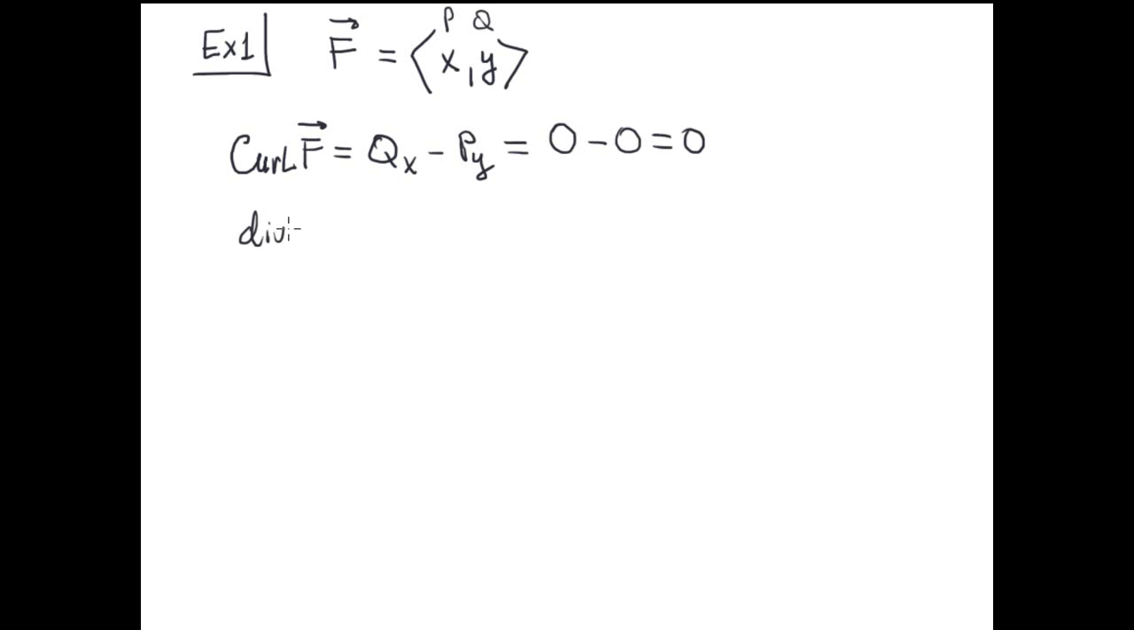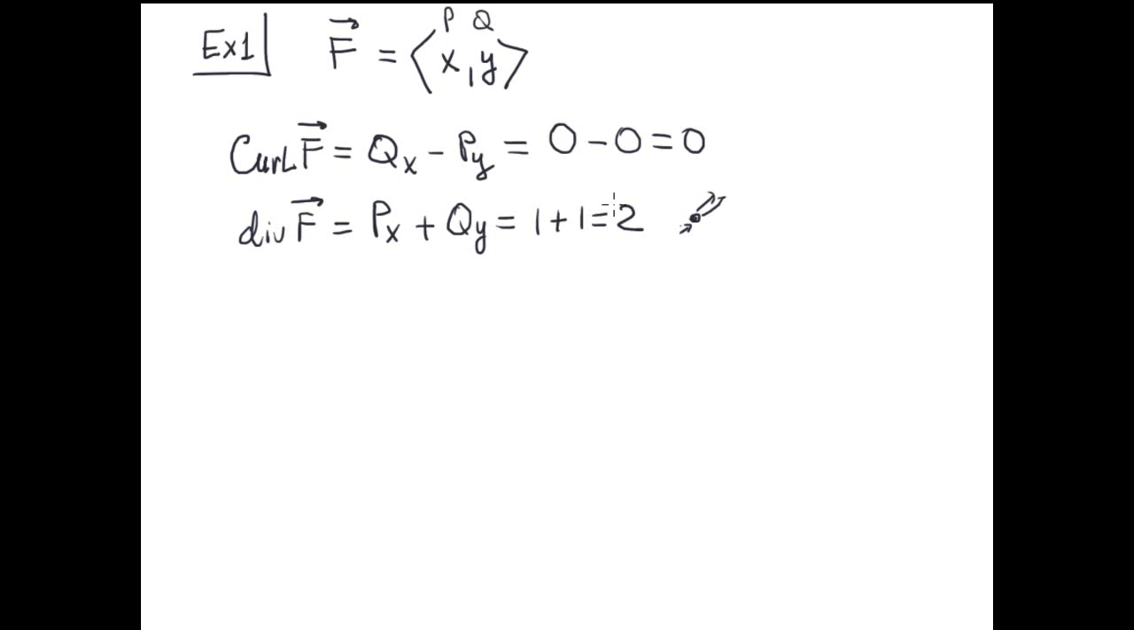Divergence of the vector field. The formula is the partial derivative of p with respect to x plus the partial derivative of q with respect to y. The partial derivative of p with respect to x is 1, the partial derivative of q with respect to y is 1, and 1 plus 1 is 2, which is positive. That means that this vector field does not rotate, never rotates, and is always a source. So at one point we have more output than input.